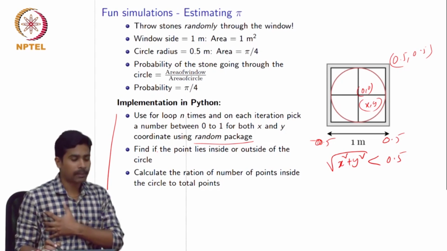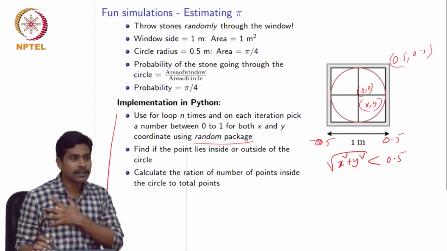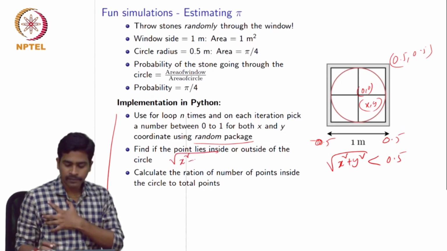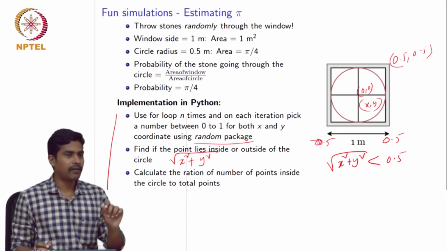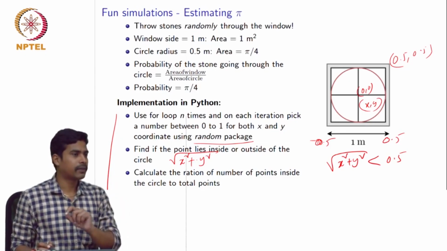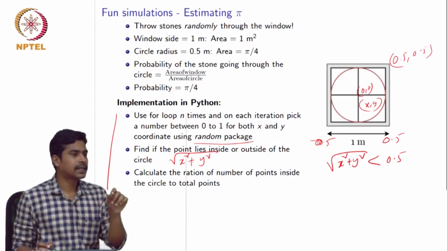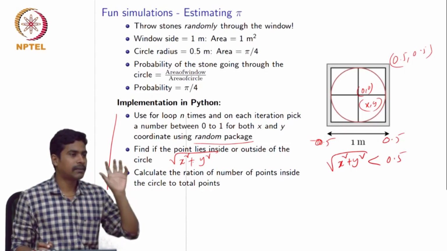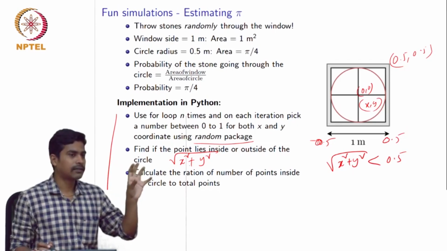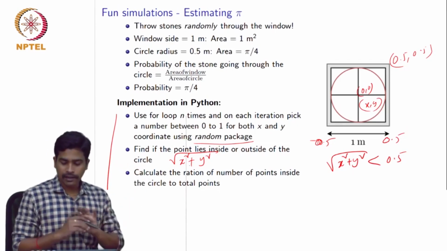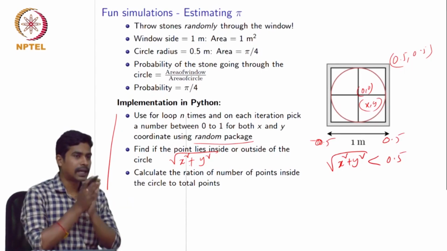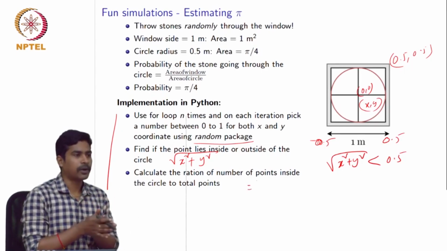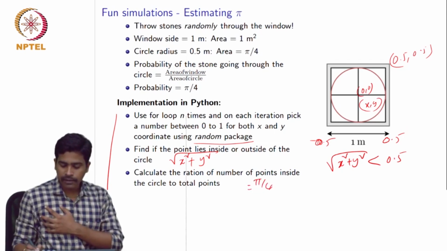After picking these two numbers, we have to calculate the distance of this point from the origin using the formula square root of x square plus y square. Based on the distance we find if the point is lying inside the circle or away from it. If the point is inside the circle, we increment a dummy variable that we create at the start of the program. After running through the n iterations, you take the ratio of the points that lie inside the circle to the total number of points, and this ratio is going to be pi by 4.